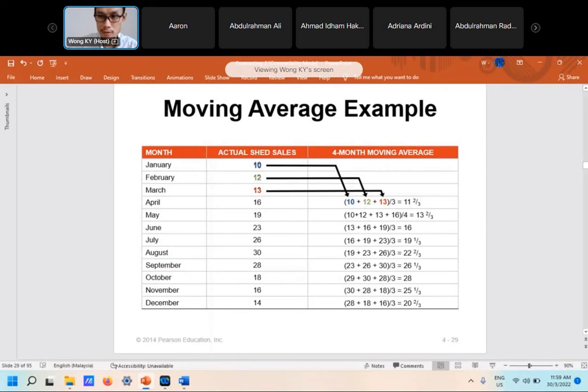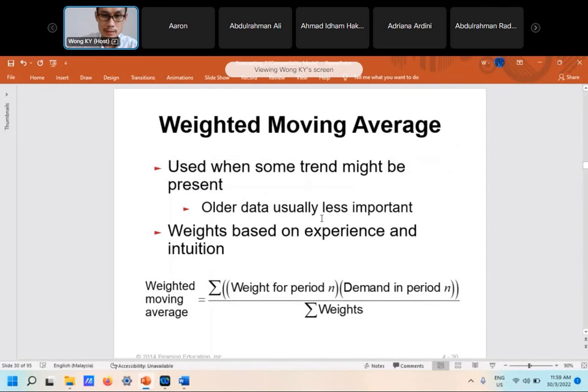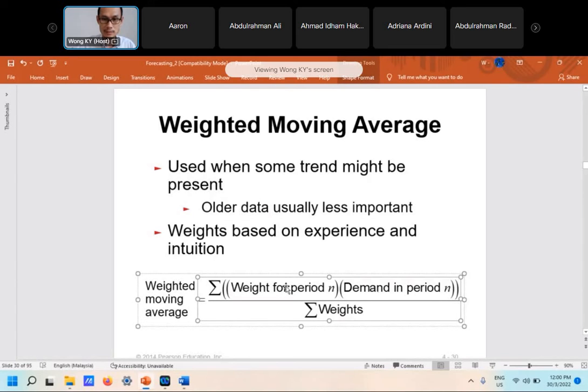So this is where the idea of assigning weights comes into place. Normally older data will be assigned less weight, a smaller weightage, because they are less important, and newer data will be assigned greater weights because they are more relevant. Once we have assigned the weights, we can calculate the weighted moving average using this formula: the weights times demand, you total up everything, and divide by the total weights.